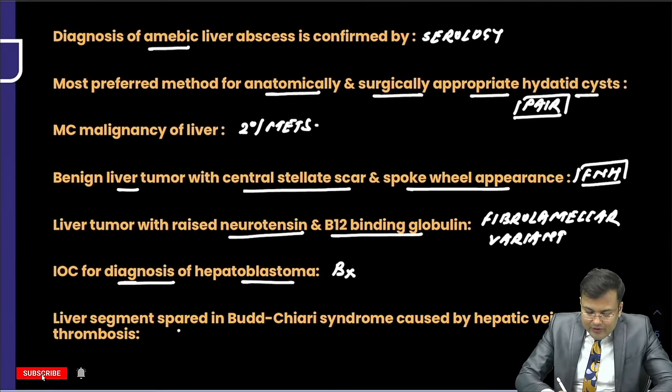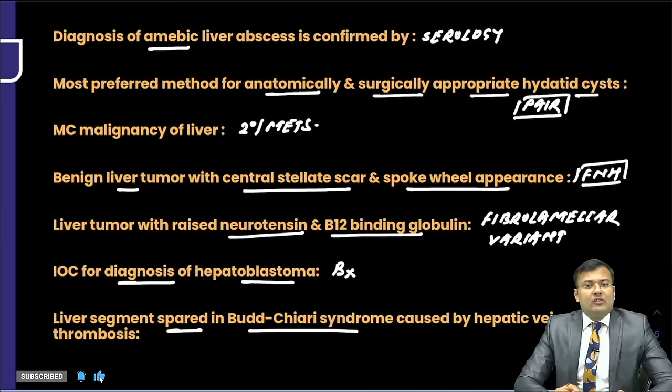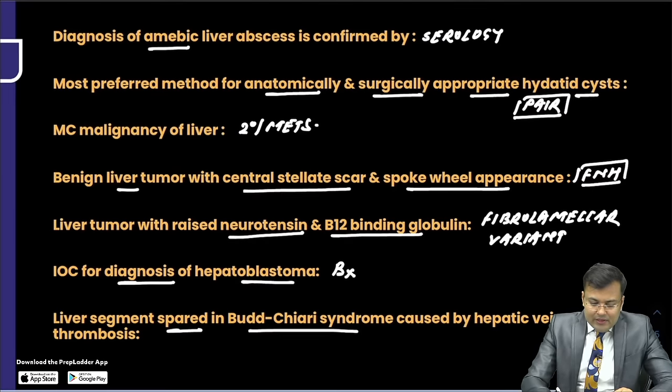Now next question. Liver segment which is spared in Budd-Chiari syndrome caused by hepatic vein thrombosis. Easiest question. Let me see who's going to reply.